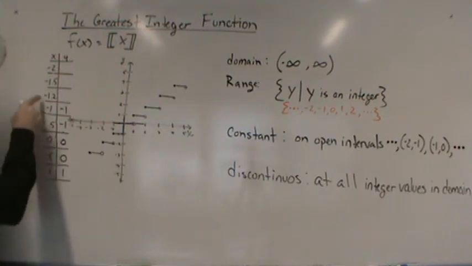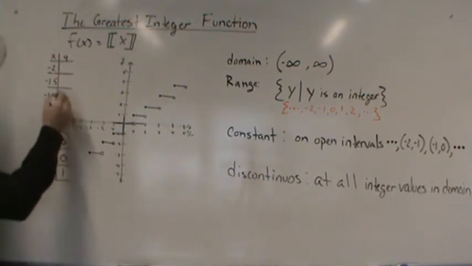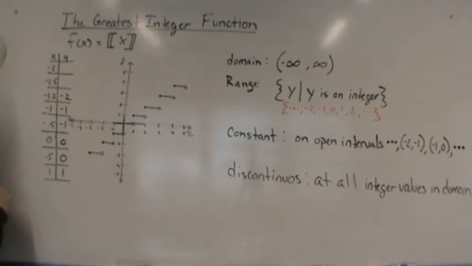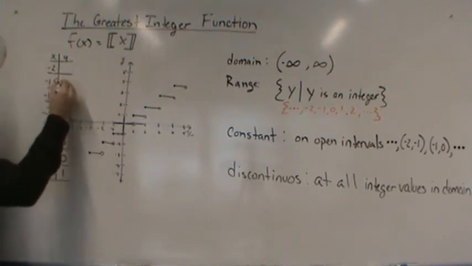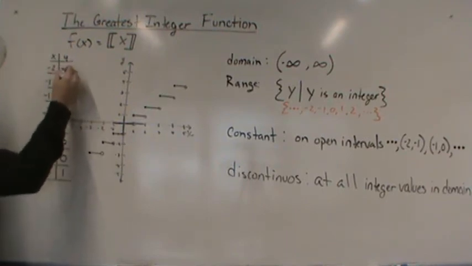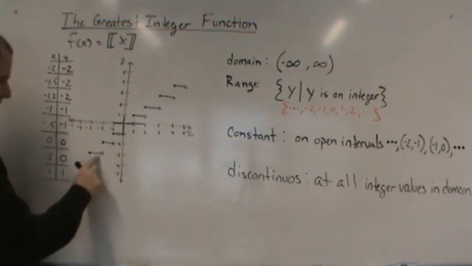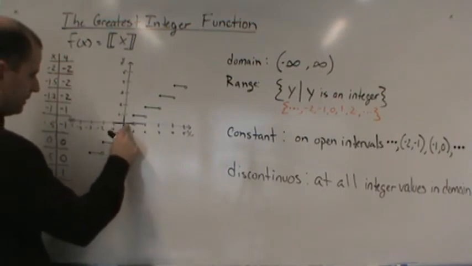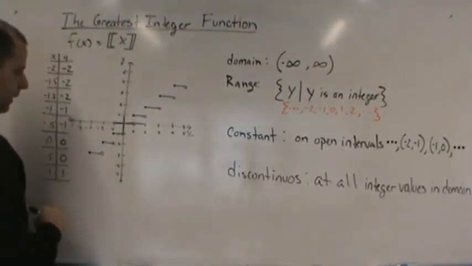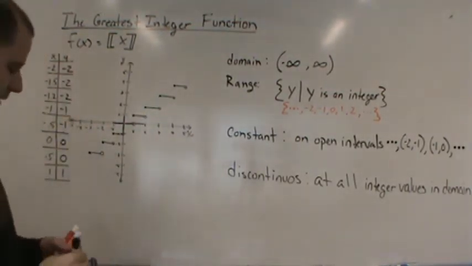Okay? Then at negative 1.2, well now it jumps up to negative 2. Okay? Or down to negative 2 if you will. And then here, it's going to stay at negative 2. And then here, it's going to be negative 2. So I get this stair step where it's constant on these intervals. Okay? So let's talk about the characteristics.